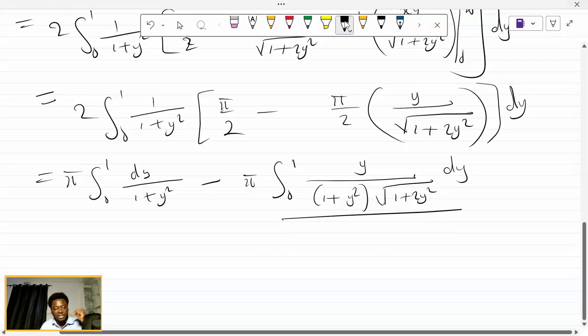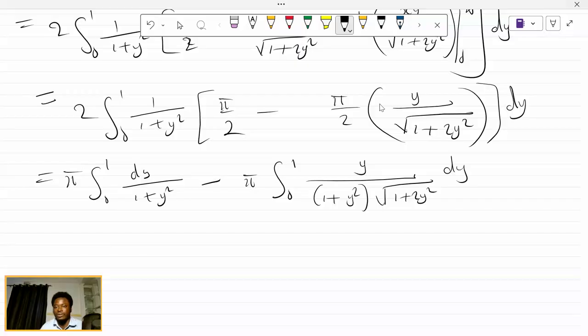Now this last integral, I will do it in a different video, and I will put the link in the description. So if you want to see how I compute this integral, please check the description, and you're going to enjoy it. It's very interesting, but it's not too hard to compute.